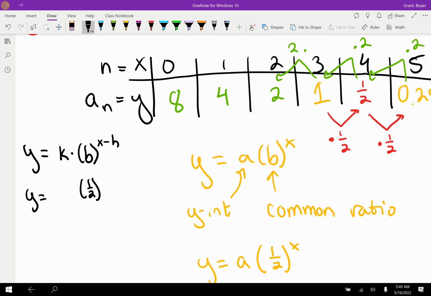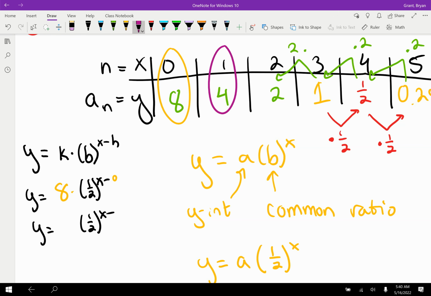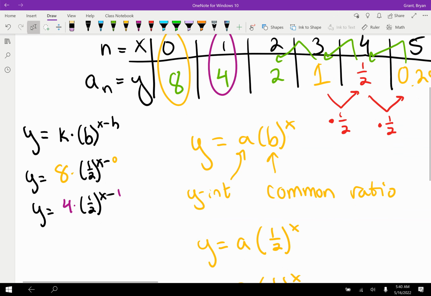B is going to be 1/2 every time. Let's look at a couple HK values. 0, 8, x minus 0 times 8. That is one formula that would work. But if we wanted another one, 1/2 to the x minus, you could use this next one, x minus 1 with a times 4. Or let's try one more just to make sure you understand what's going on here. For our HK form, we could do this next one, x minus 2 with a times 2. All of these formulas make the exact same graph.